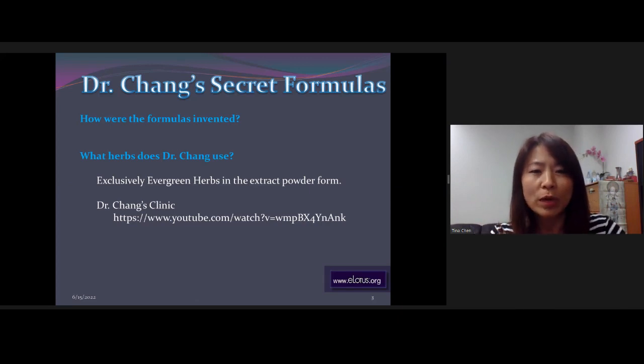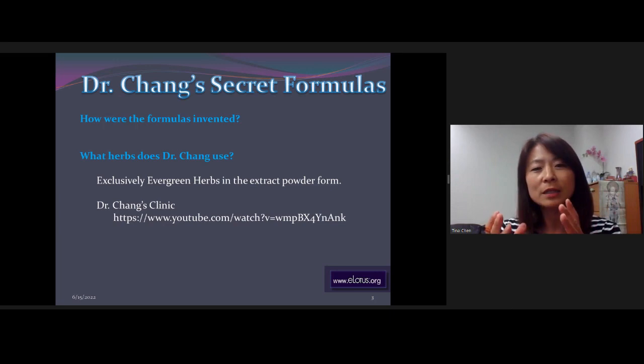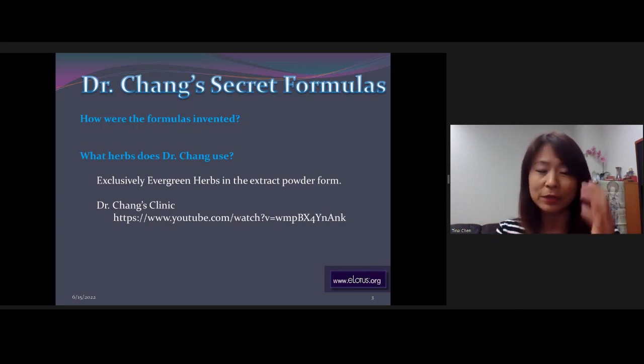And when he gets an inspiration or when he reads certain classical textbooks, he would have different new herbs that he has in mind to use for different conditions, because he's always improving in his clinic. So as a result, new formulas are invented all the time, or, you know, he combines different herbs.